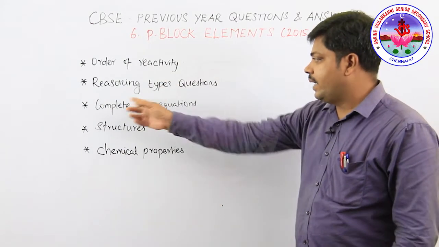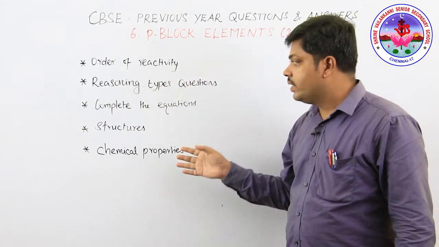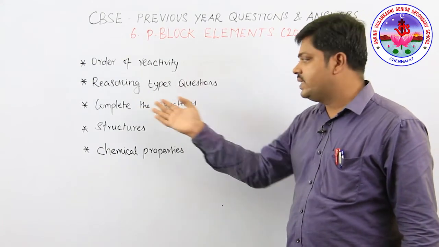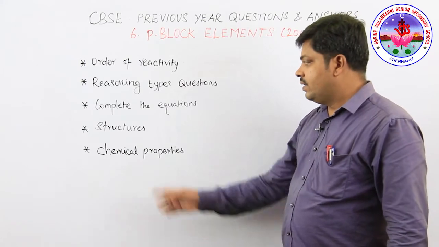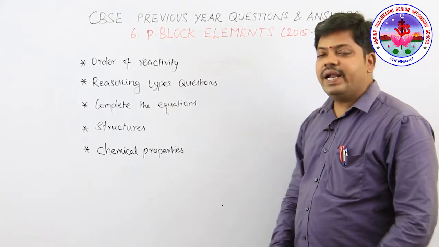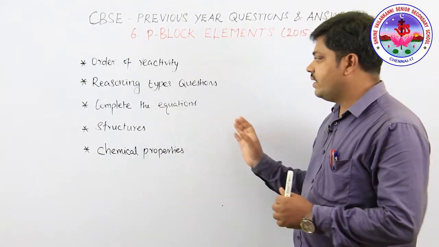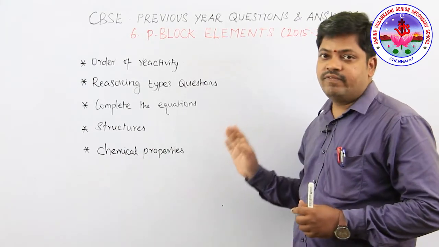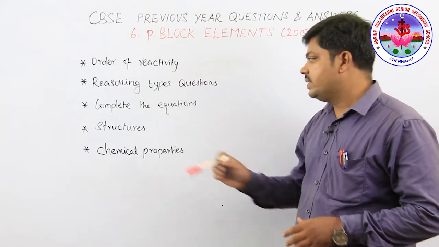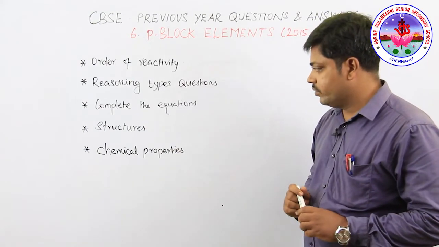So this is the order of reactivity based question. Then the reasoning type question: account for the following, give reason for that. That means why does it happen like this? Then complete the equation. In complete the equation questions, only half of the reactant side is given, and the remaining you have to write, the product, with the balanced equation.